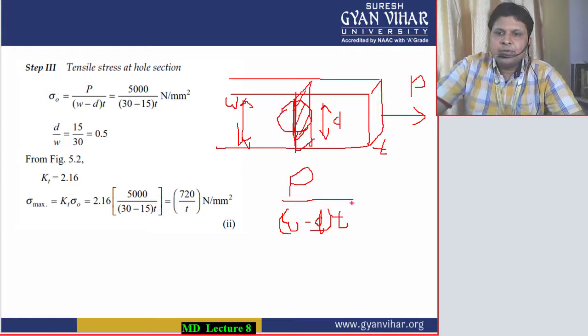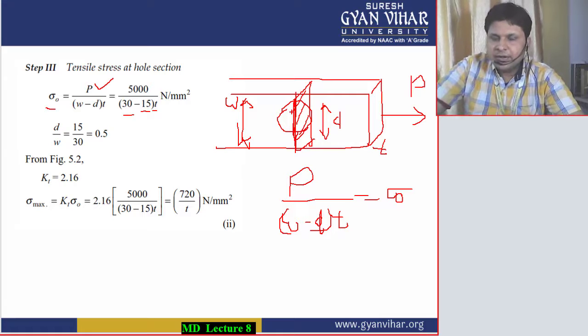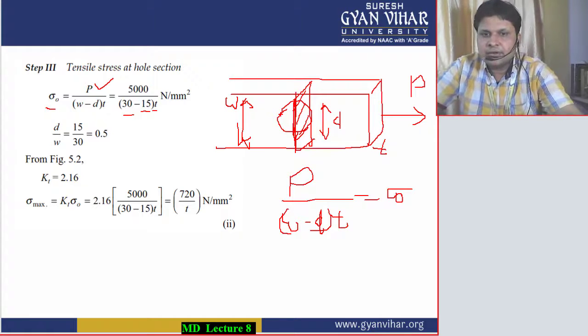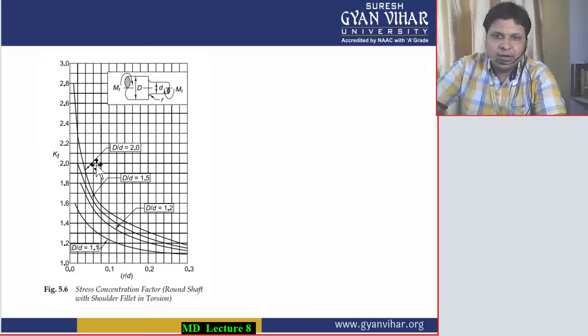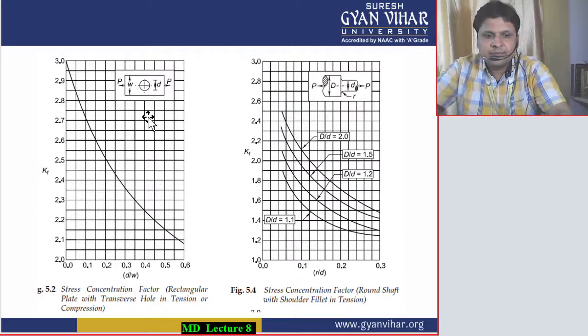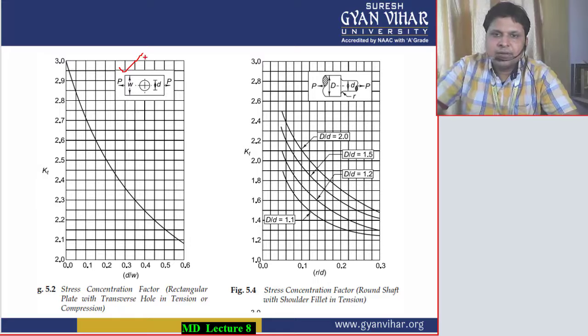So P upon (W minus D) into T will give you the normal stress value, which is the normal value available generally. So 5000, this is the load value, divided by width 30 minus small d, diameter of hole 15, into T, will give you an expression for normal stress. Now we have to calculate the KT value here also, the theoretical stress concentration factor. So again we will have to see the chart which gives us the value for a plate having a hole. This is the case where the plate is having a hole.